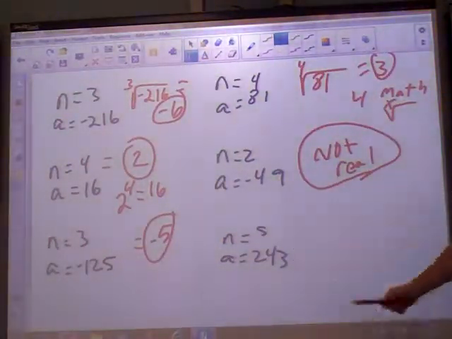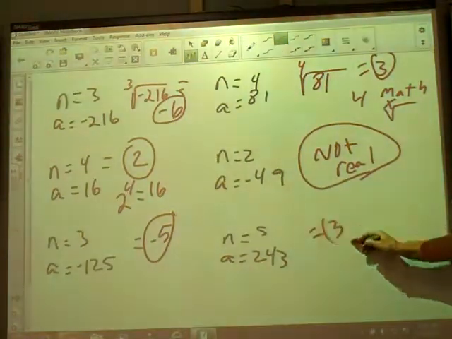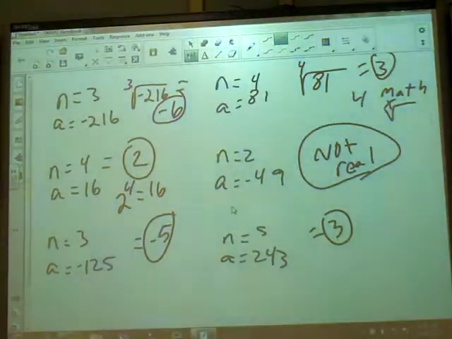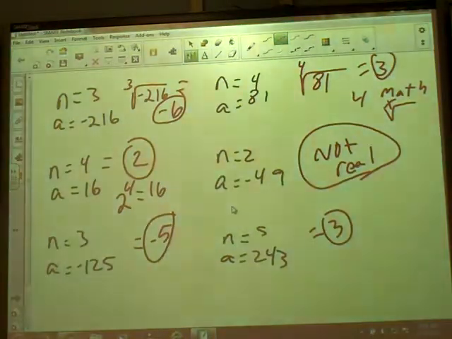Alright, what do you get on that one, Molly? 3. You think that works? 3 times 3 is 9, times 3 is 27, times 3 is 81, times 3 is 243. Good job. 3 is it. What would that be? 729. Easy.